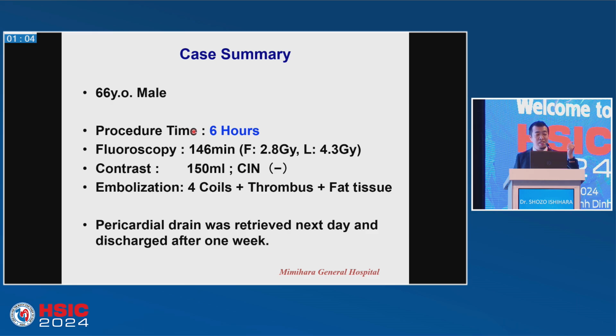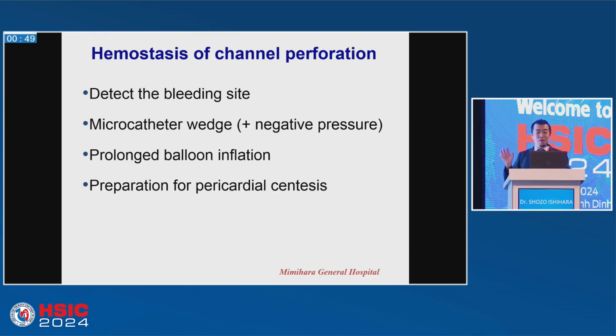This is a case summary: a 66-year-old male, but the procedure time was 6 hours, a very long time, starting from young doctors and changing to me. Stopping the bleeding took so much time. To stop the bleeding of channel perforation, we should detect the bleeding site. Sometimes microcatheter wedge and also negative pressure is one option. Another one is, as I did, prolonged balloon inflation. Long-time balloon inflation is also important.